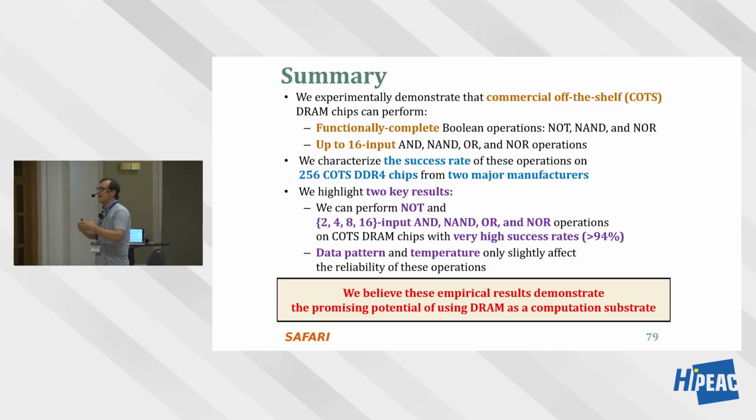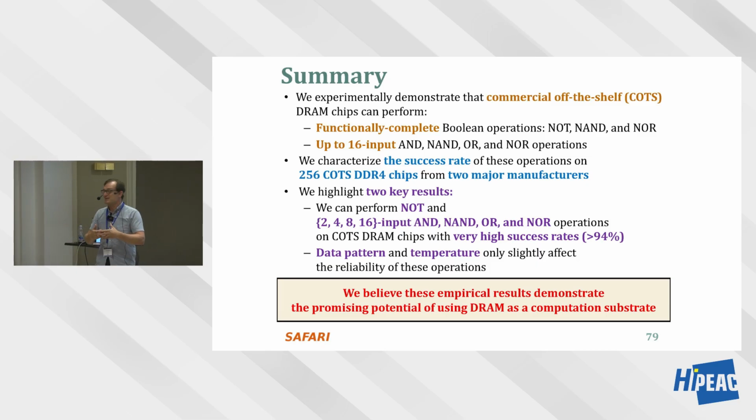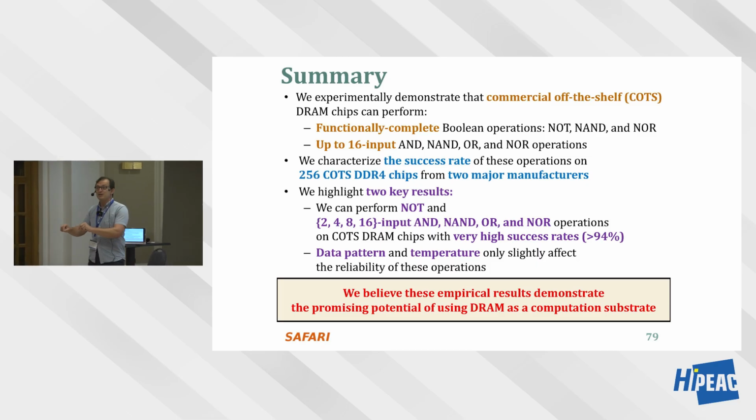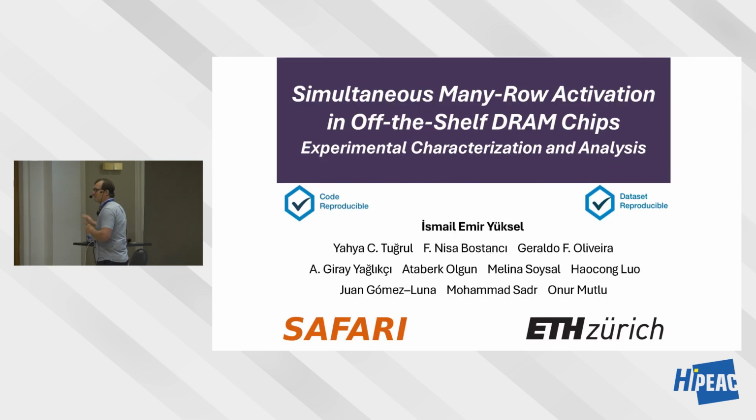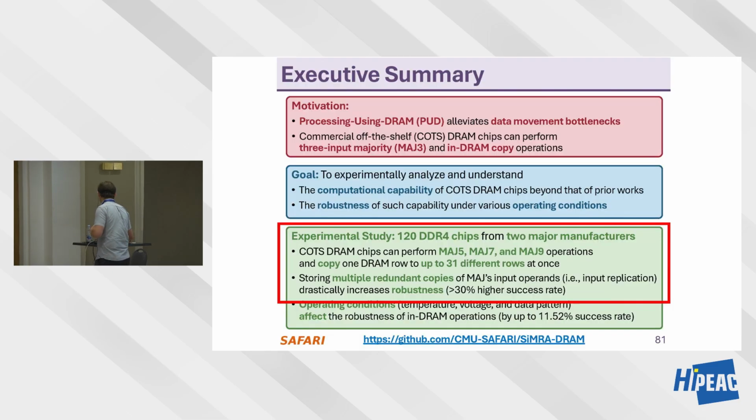But the real reason why we actually did this research was to demonstrate that there is real computation capability. DRAM is really a computation substrate in addition to a memory substrate, and there's a promising potential there. We should really go and design DRAM to maximize the success rate of these operations and to make sure that they actually work fully correctly. And I think that's possible. Okay, I will mention one more work that actually goes even deeper to look at the reliability of these operations.